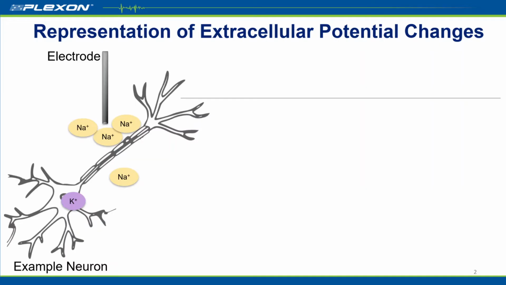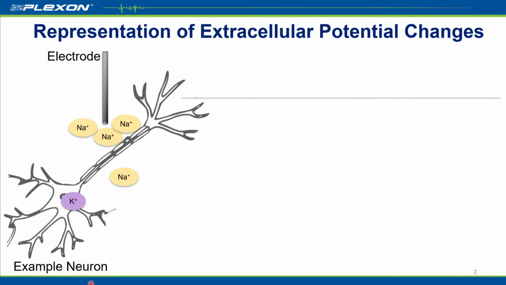Here we have a very simple example where we are only considering sodium and potassium. In this example, there is a neuron that is close to our recording electrode. Importantly, notice the electrode is extracellular. On the right-hand side, you will see representations of voltage changes at the electrode that are the result of ion movement during an action potential.